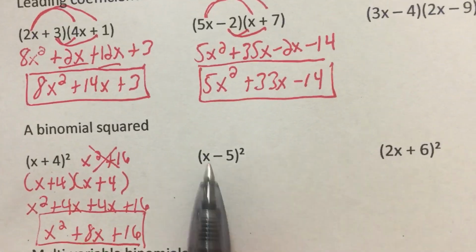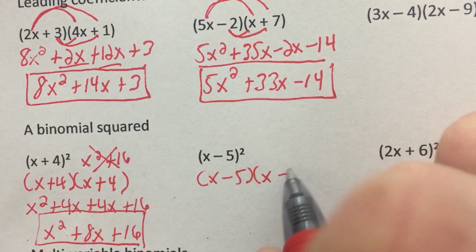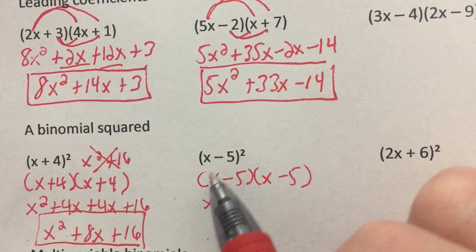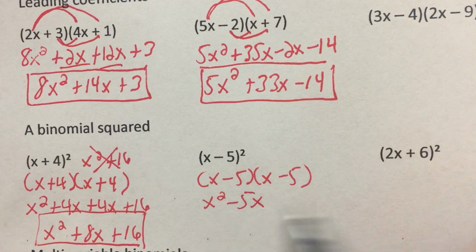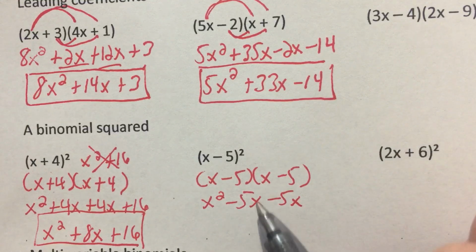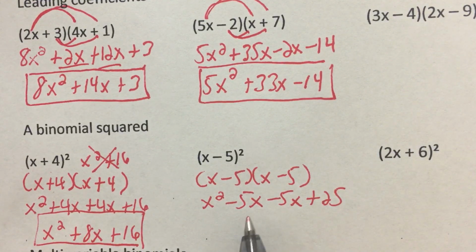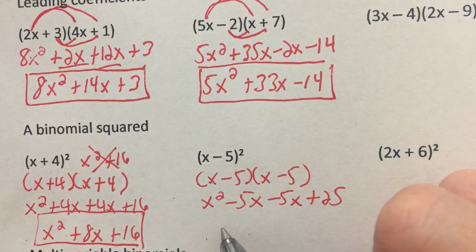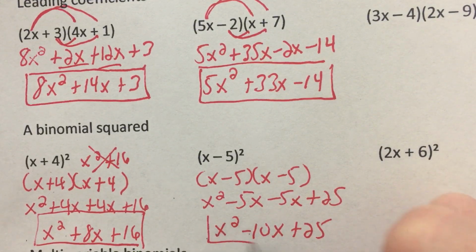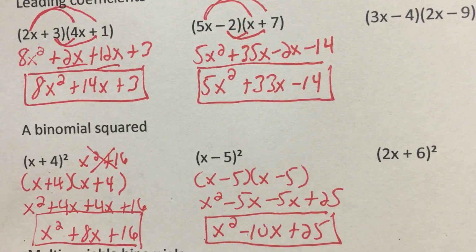So, next one, x minus 5 squared would be x minus 5 times x minus 5. X times x, x squared. X times negative 5, negative 5x. Negative 5 times x, negative 5x. Negative 5 times negative 5 is positive 25. Two like terms in the middle combine, we end up with negative 10x in the middle. So x squared minus 10x plus 25. Okay, go ahead and try that last one on your own.